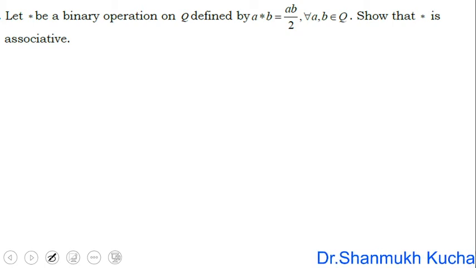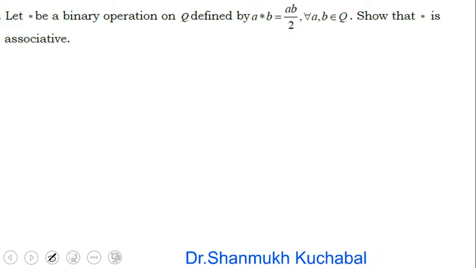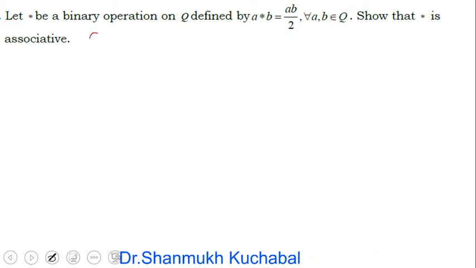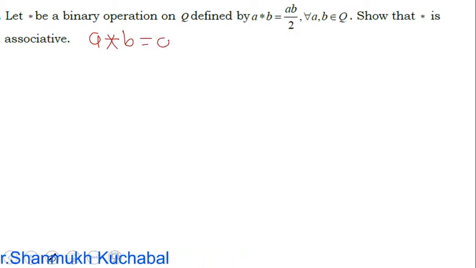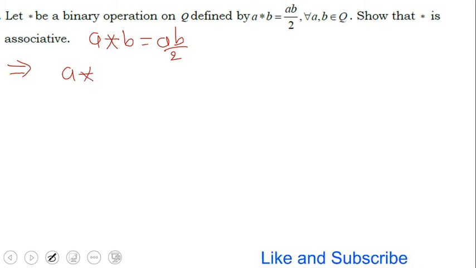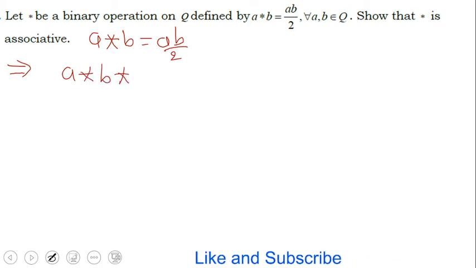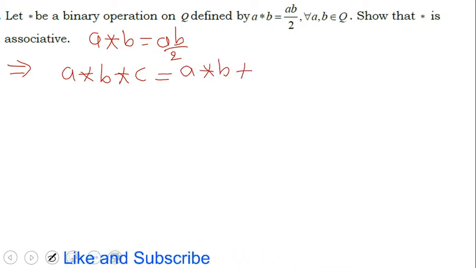It is given that let star be a binary operation on Q defined by A star B equal to AB divided by 2, for all A, B belonging to Q. Show that star is associative. So the associative condition is (A star B) star C equal to A star (B star C).